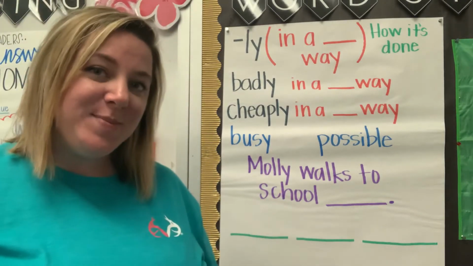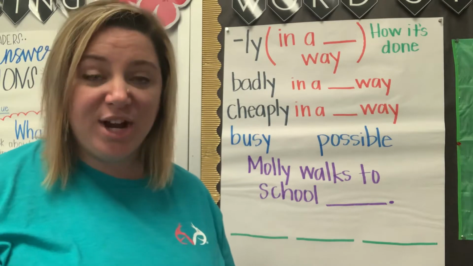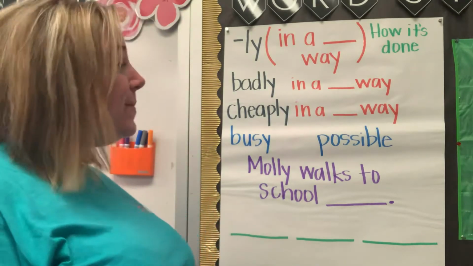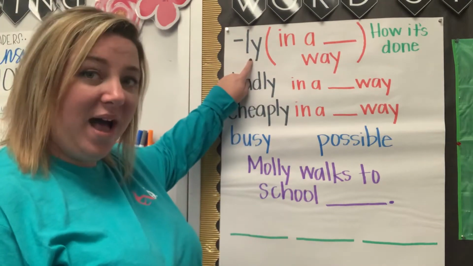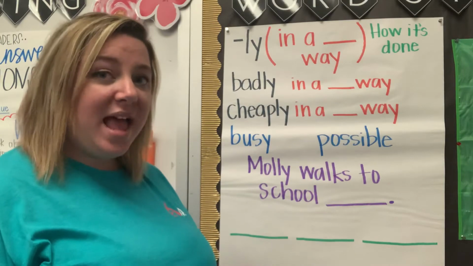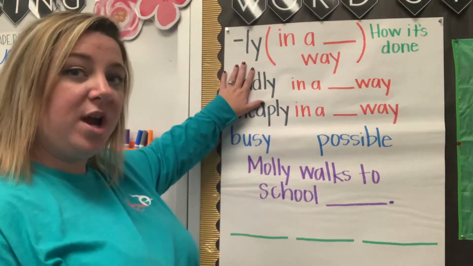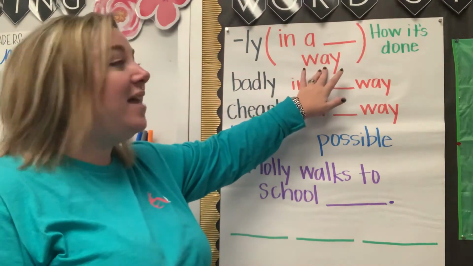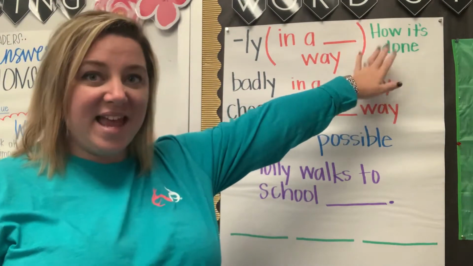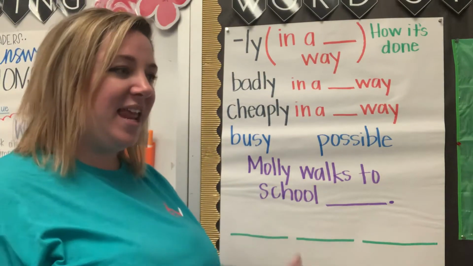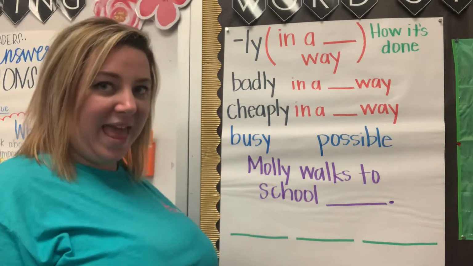Last week we talked about adding Y to the end of a word to create an adjective. This week we're going to be adding the suffix ly to words to create adverbs. Now when I add ly to a word, that means in a blank way. I'm telling you how it's done, how that base word is done. It's done in this kind of way, okay?